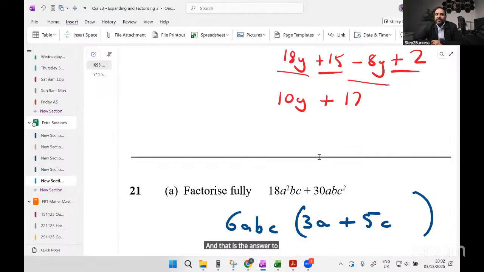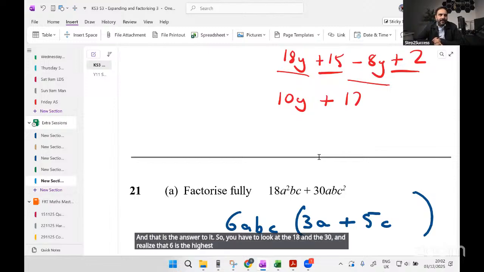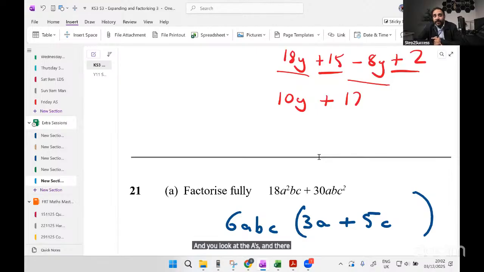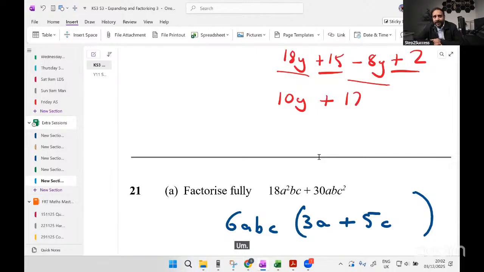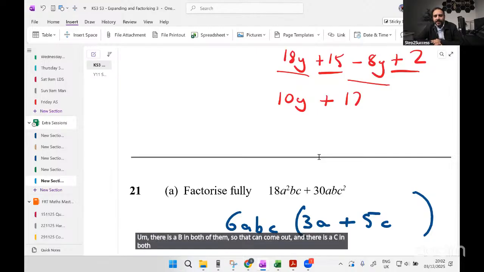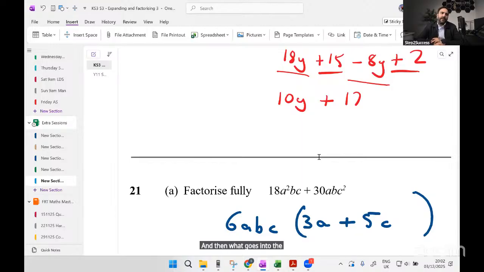So you have to look at the 18 and the 30 and realize that 6 is the highest common factor. So that comes out. Then you look at the A's, and there is one A in both of those terms, so that can come out. There is a B in both of them, so that can come out. And there is a C in both of them, so that comes out as well. So we have 6ABC outside the bracket. And then what goes into the bracket is whatever you multiply by to return to the thing we started with.